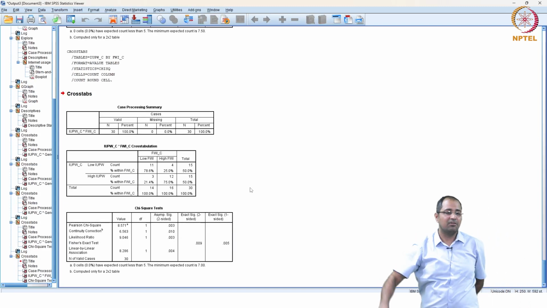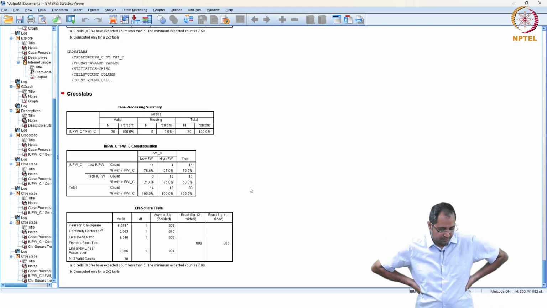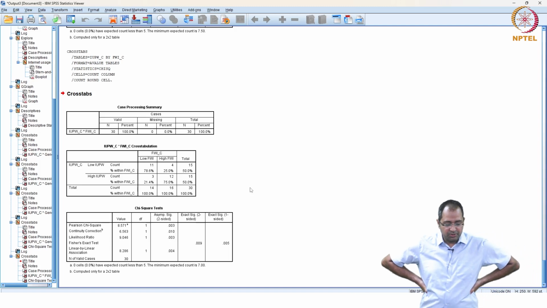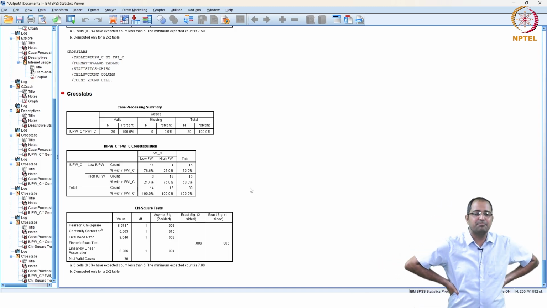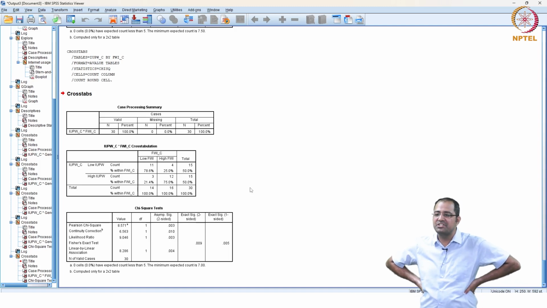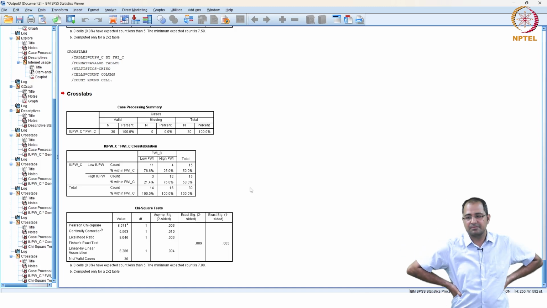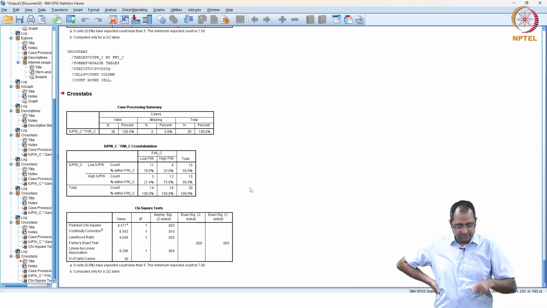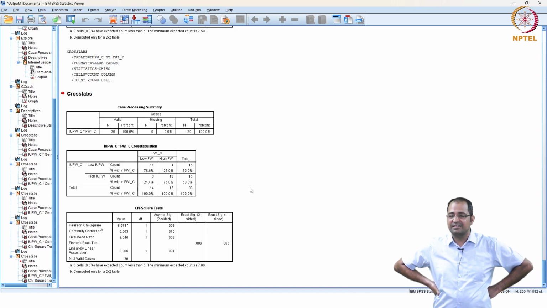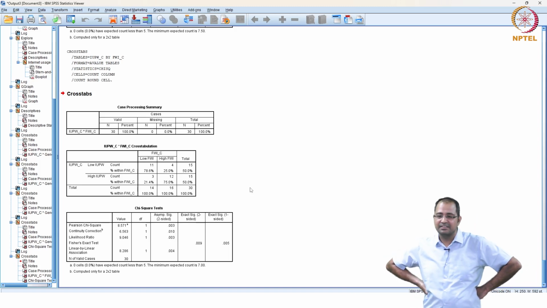What are we getting now? What you are getting is 0.01, which is less than 0.05, which means there is a significant association. You reject the null hypothesis, right? And accept the alternate hypothesis. 0.01, you see, continuity correction. 0.01 is less than 0.05, right?